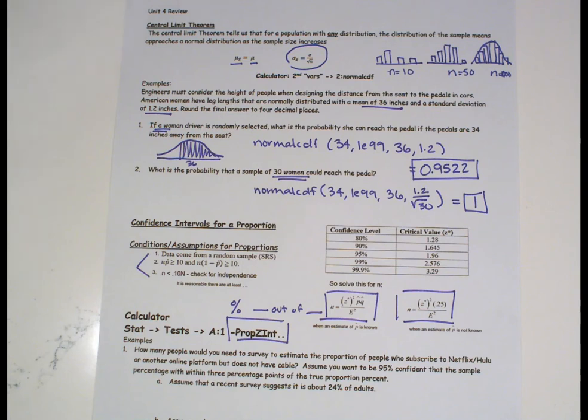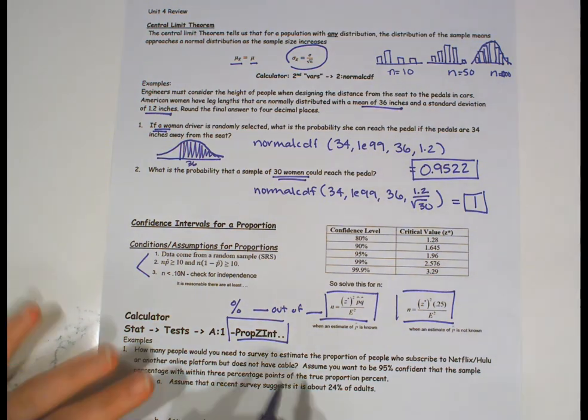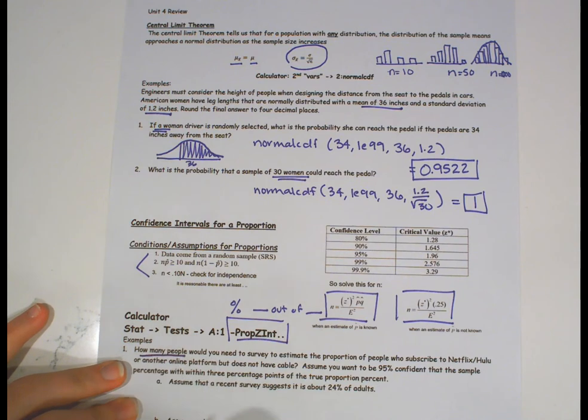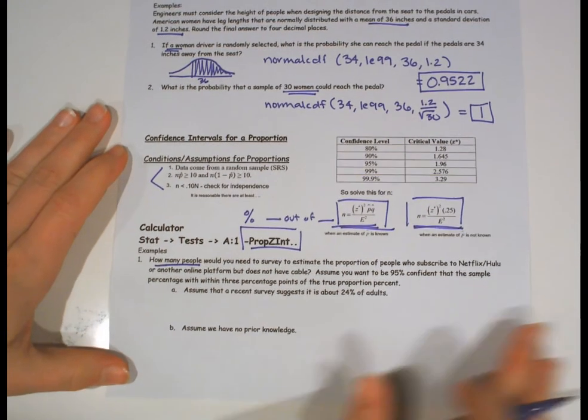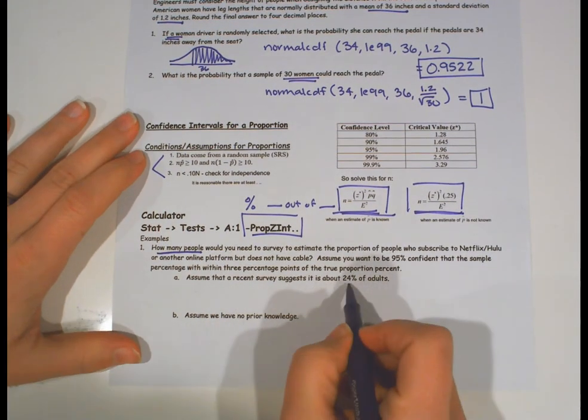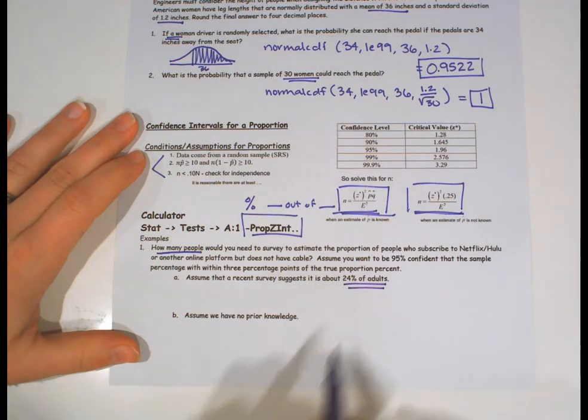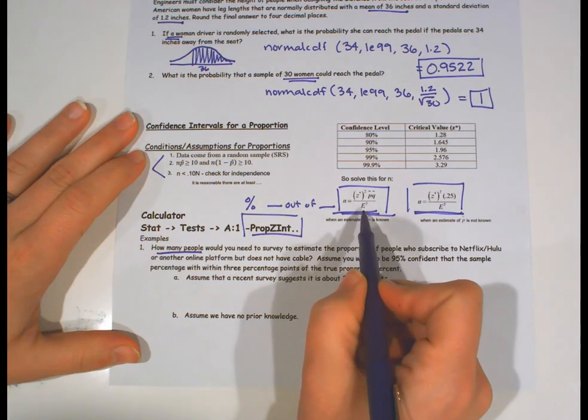So the first example: how many people would you need to survey to estimate the proportion of people who subscribe to Netflix and Hulu? Because I'm looking for how many people, I'm going to use one of these two formulas. It just depends if we're given a recent p-value or not, if they've estimated the proportion or not. So if you look at part A, it says assume a recent survey suggests that it's about 24% of adults. Because we're given a percentage, we're going to use this first formula.